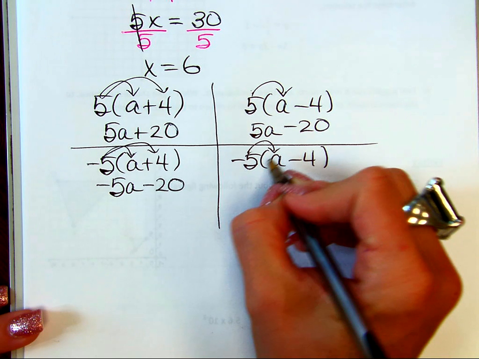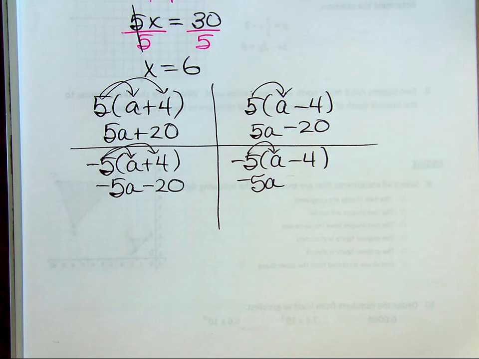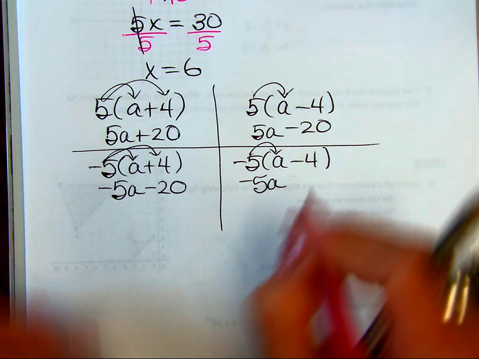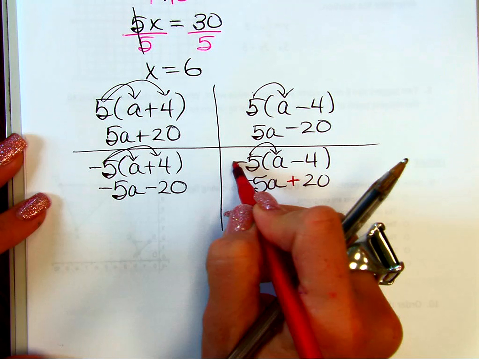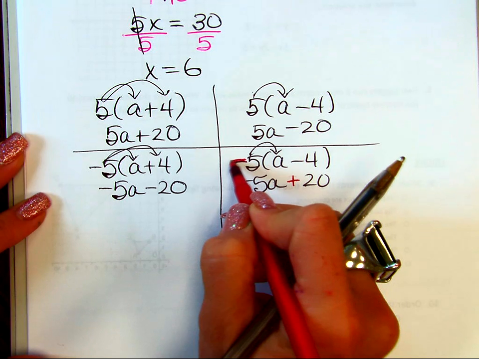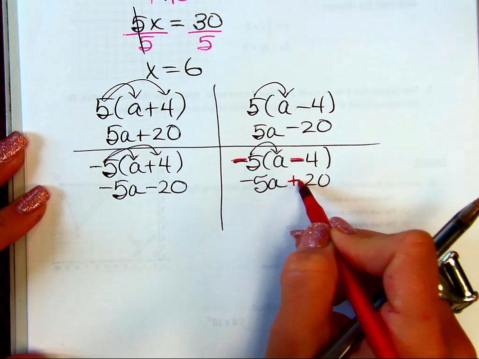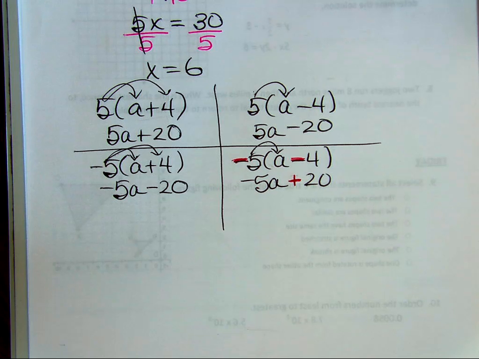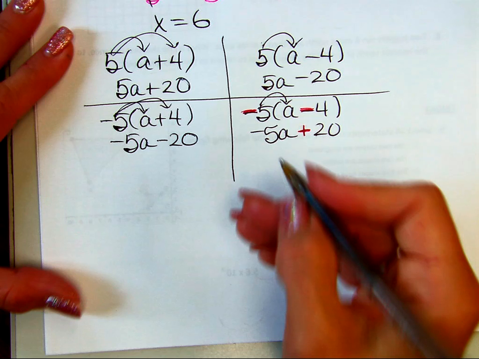Yes, you absolutely could have a negative a. Negative 5 times a is negative 5a. And now be careful. What is a negative 5 times a negative 4? Positive 20, yes. So this is the trickiest one, and I want you to be careful that when you have a negative times a negative, that's what gives you your positive, okay?